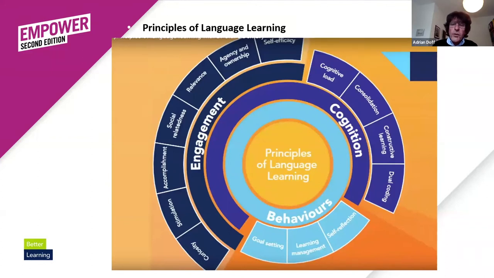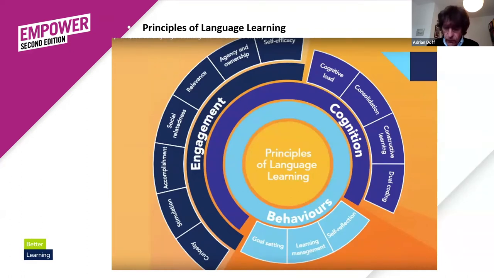Here's a summary of the Cambridge Principles of Language Learning in a kind of chart form. And you can see from this, we're not going to look at this in detail, but just to give you an overview of this, you can see that within these general principles that they have collected, there are these three broad categories. And within each category, there are also subcategories. So under cognition, there's the subcategory of cognitive load, consolidation, and so on. Within the broad category of engagement, there are subcategories of curiosity, stimulation, accomplishment, and so on. Obviously, we're not going to look in detail at all these. I mean, there wouldn't be time to do so.